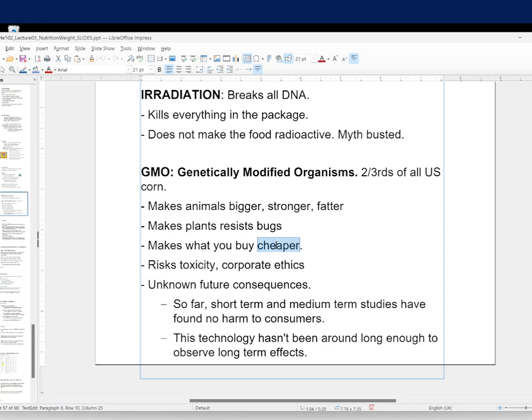Genetically modified organisms sounds like Frankenstein or mad science experiments, and that is the main complaint. It sounds like a bad science horror movie. The reality is that so far, short-term and medium-term studies have found no harm to consumers. And then what about long-term studies? Well, this technology hasn't been around long enough to watch for long-term effects. So stay tuned. It'll take another 10 years before any long-term effects, if there are any, are noticed.